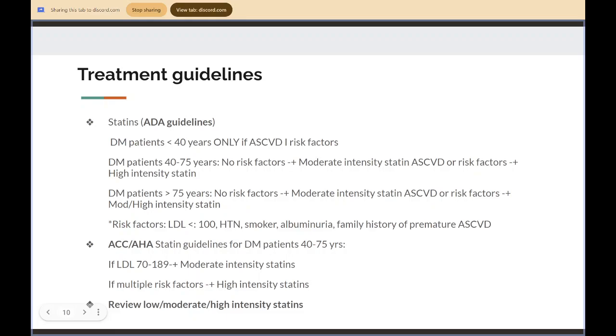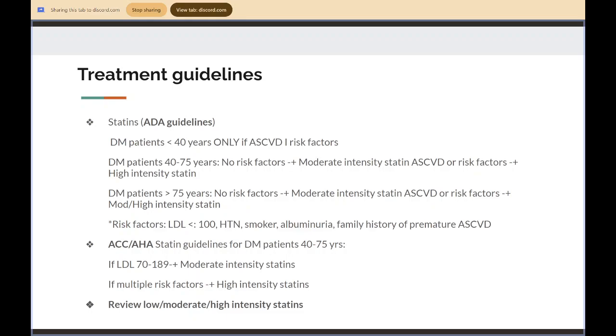Treatment guidelines. We're going to have statins. These are the ADA guidelines. If they're diabetic below 40 years of age, only treat if they have risk factors. At 40 to 75 years, you're going to do moderate intensity. If they have risk factors, you'll do a high intensity statin. If they're above 75 years of age with no risk factors, similar guidelines, moderate intensity. And if they have risk factors, then moderate or high intensity statin.